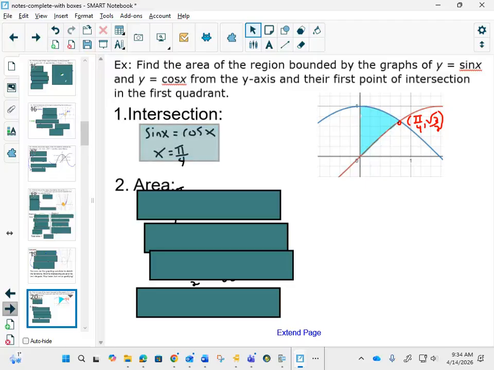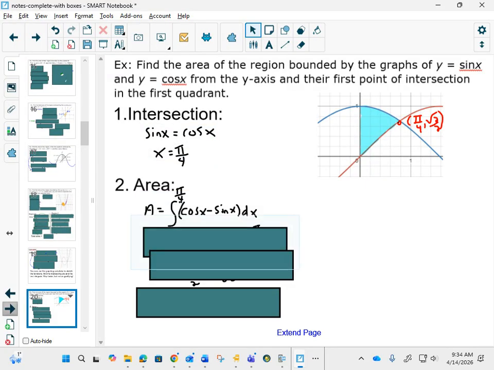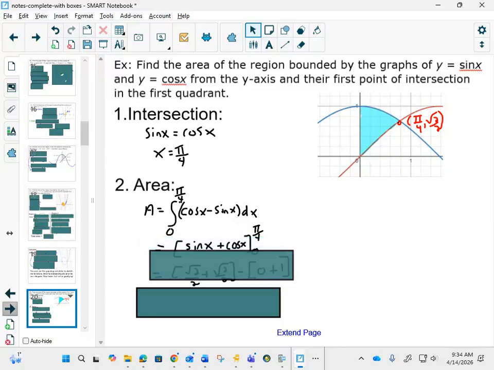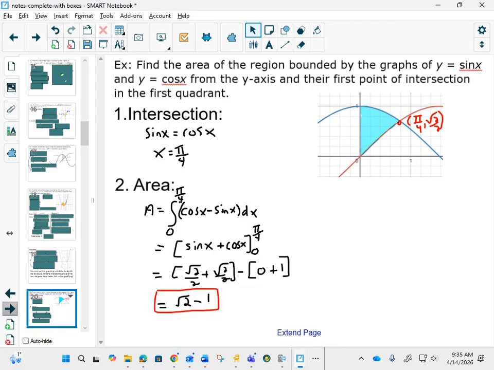But now, we can set this up. From 0 to pi/4 of cos x minus sine x. These are integrals that we can do. These values are on your pie plate. And we can tell that that area is exactly root 2 minus 1.